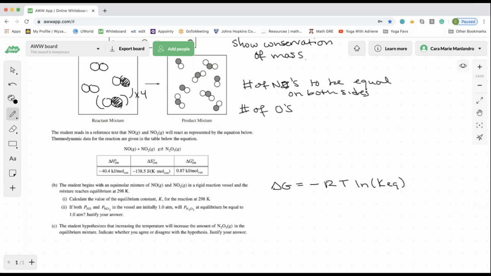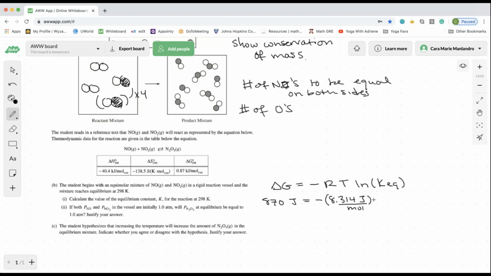Then we just need to be real careful that our units are in a good place. Delta G needs to be in units of joules. So I'm going to take my kilojoules and multiply by 1,000 to get 870 joules per mole. Then I'm going to set that equal to negative R. In this situation, we're dealing with energy, so that is 8.314 joules per mole.